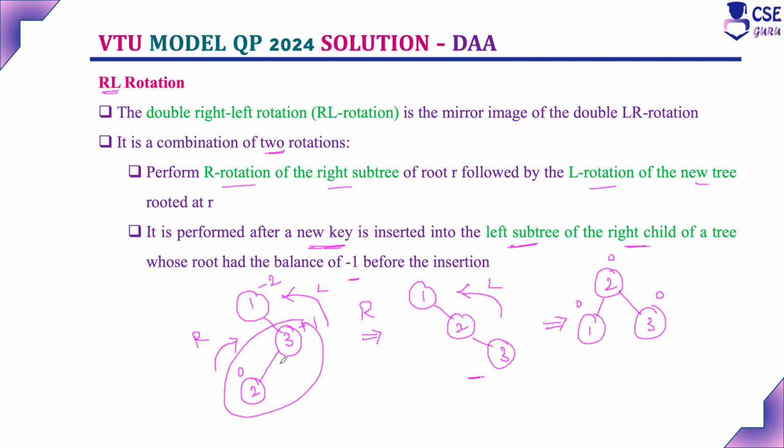This unbalance may happen only whenever you are inserting a new node. So every time you insert a new node, after insertion you have to check the balance factor. If it is balanced, no need to apply rotation. If it is unbalanced, apply the appropriate rotation to convert it into a balanced one. So this is all about AVL tree and its rotations.